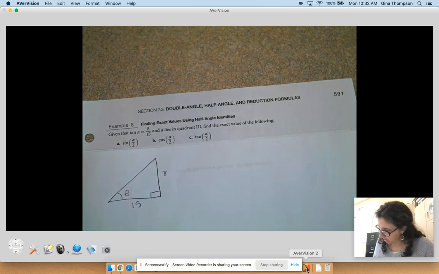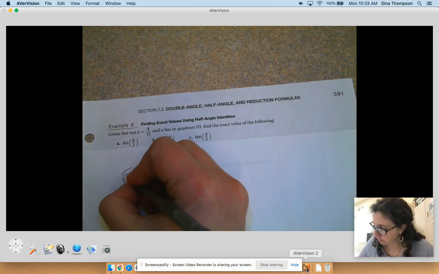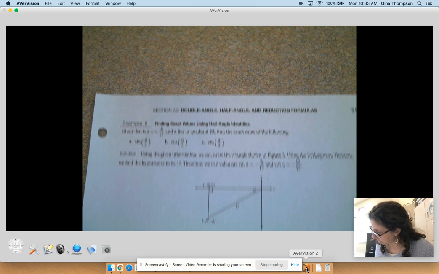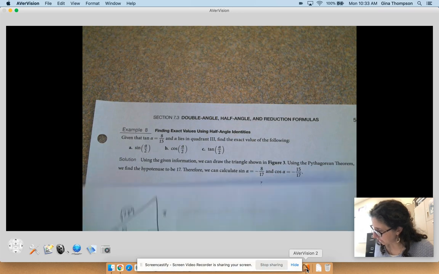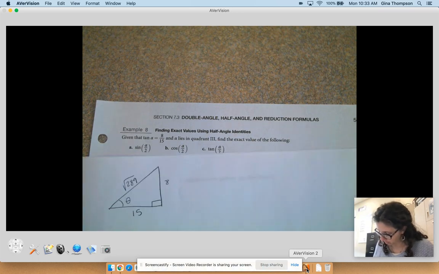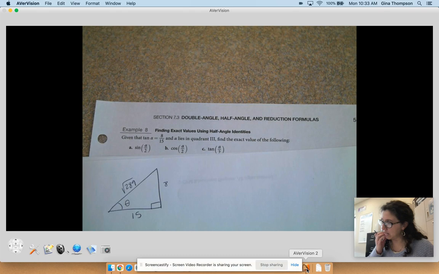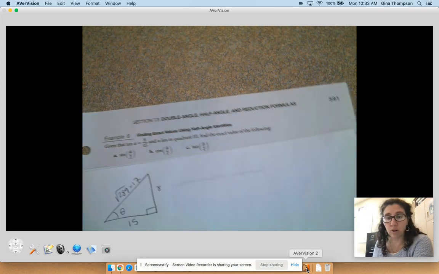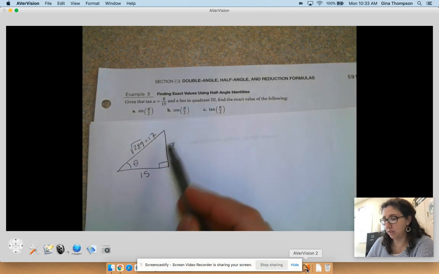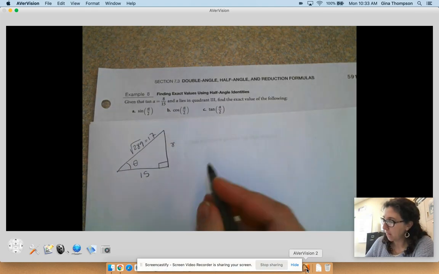So 15 squared plus 8 squared, the square root of 289. I'm going to cheat. Is that a nice number? Is that 17? The square root of 289. Oh, it is, that's 17. Great. There's one of the more obscure Pythagorean triples: 8, 15, 17.